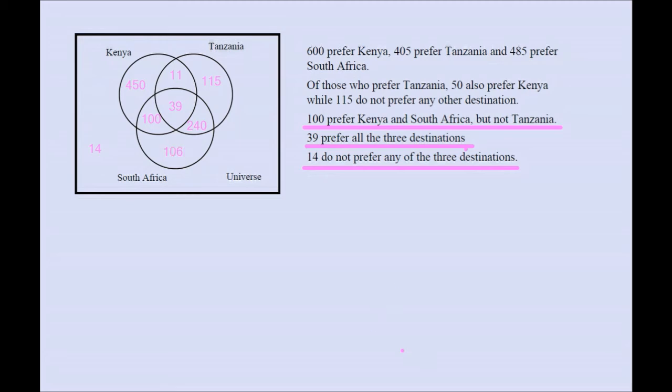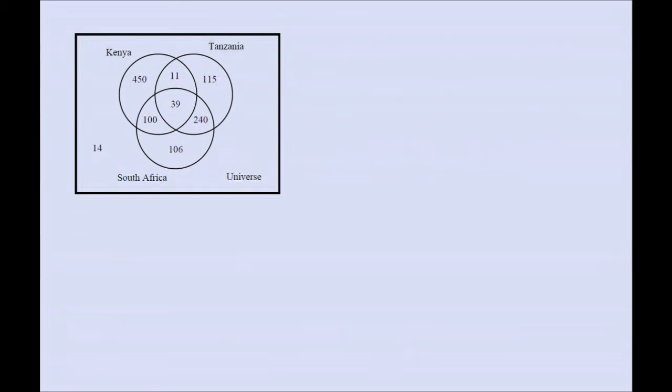Now I have my Venn diagram all filled out. I'm ready to answer the questions. So I have filled out my Venn diagram. All the 8 spots have been filled out. Now I'm ready to answer the questions. So the first answer is 1075.